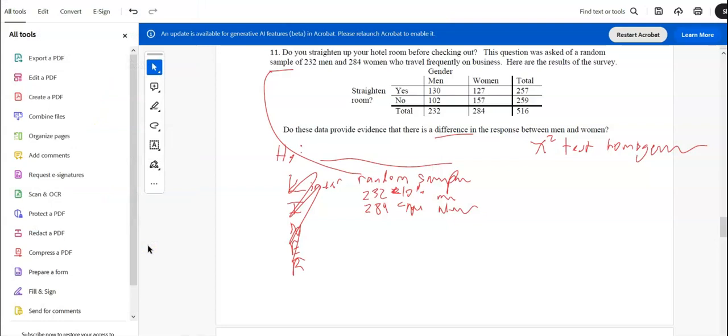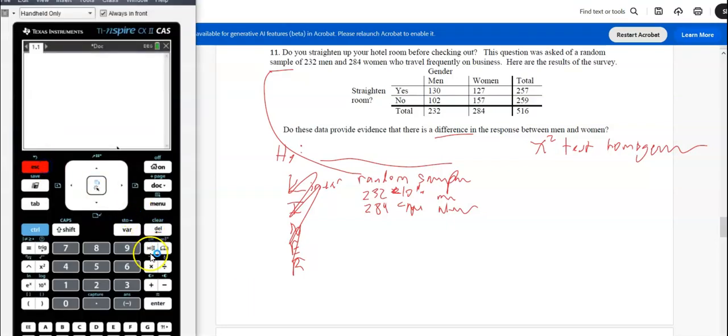If you hit the template key next to number 9, you can choose a 2x2 template right there for a matrix. We're going to do 130, 127, 102, 157. We're going to store that matrix variable as travel.